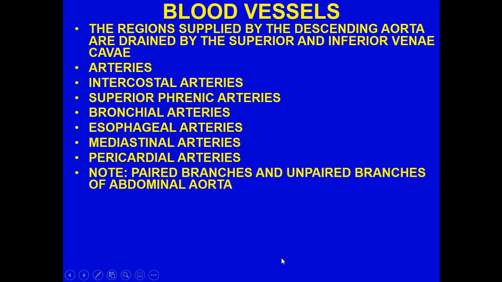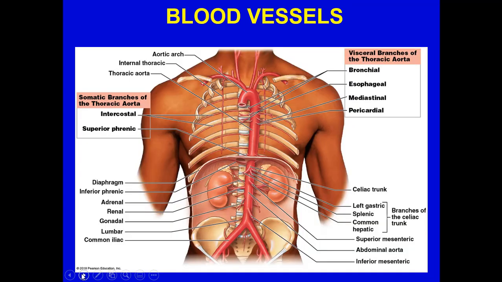Now, regions supplied by the descending aorta are drained by the superior and inferior vena cava. What we're saying is that you deliver the blood from the aorta, and eventually it will be recollected by the different aspects of the vena cava. But when we talk about the arteries, we're going to talk about the intercostal arteries, superior phrenic arteries. Phrenic should give you a tip off that that's going to be involving the diaphragm. The bronchial arteries, esophageal arteries, mediastinal arteries, and the pericardial arteries. You want to note that there are paired branches and unpaired branches of the abdominal aorta.